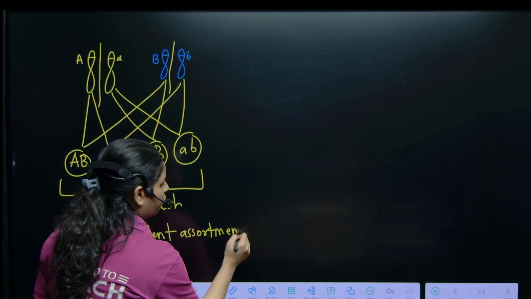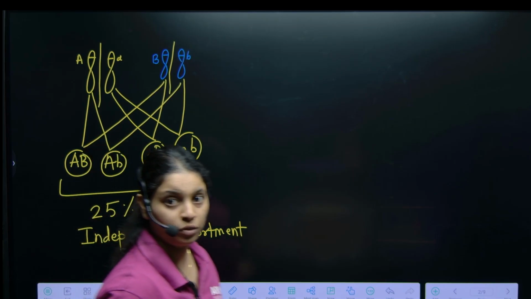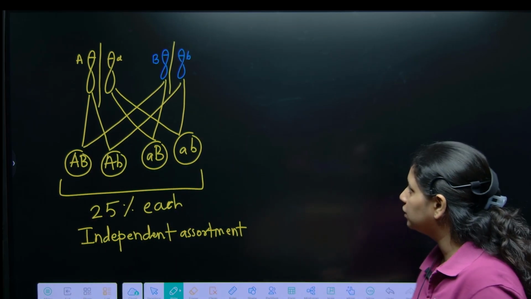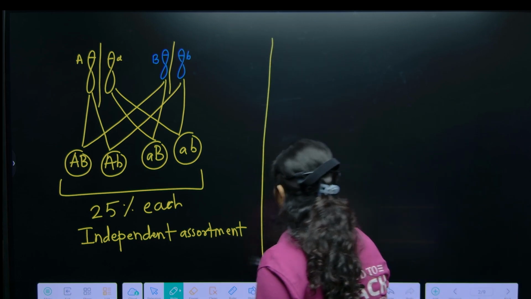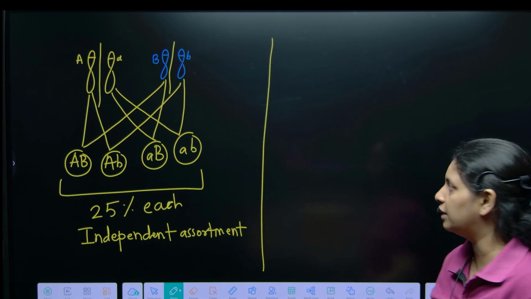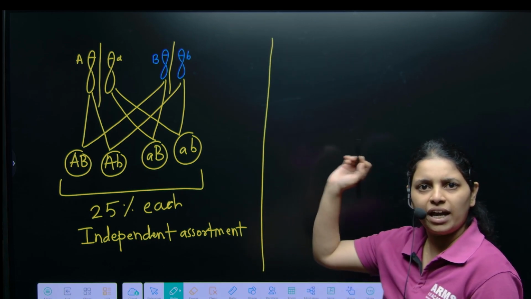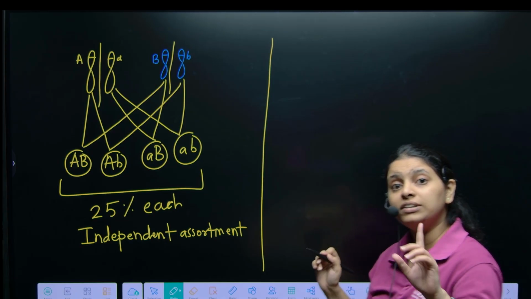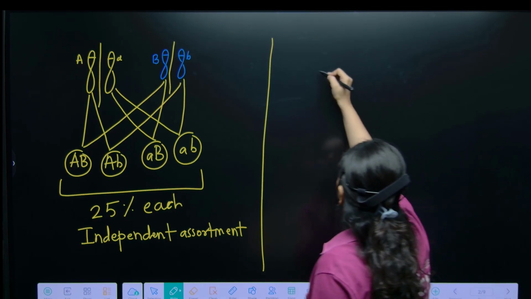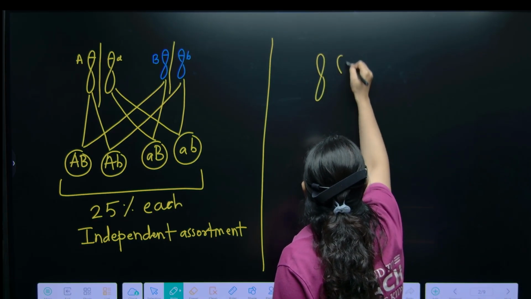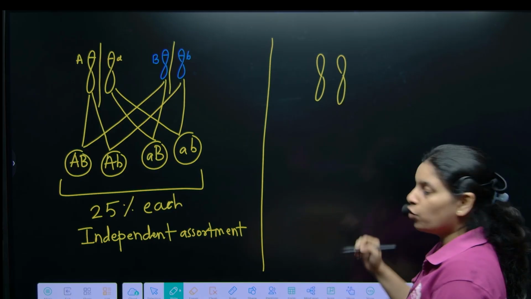Okay, this is like what we studied in the pea plants also, in the Mendelian dihybrid cross. Now let's see what happens actually in case of linkage. Let's say same gene A and B but now present on same chromosome. So let's say this is the chromosome. Okay, homologous pair of chromosomes.